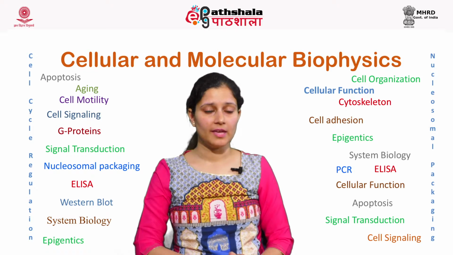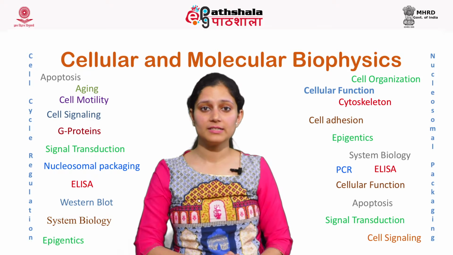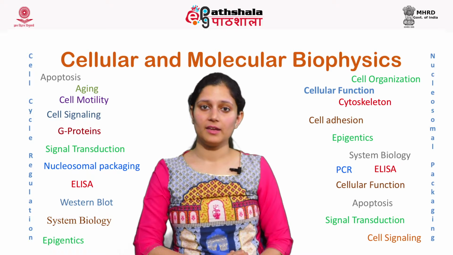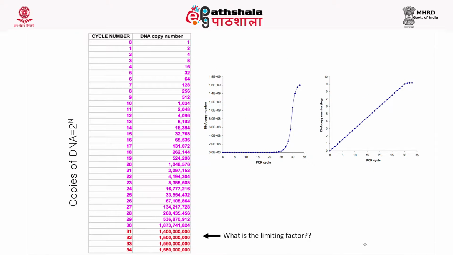Now, what does this mean and why should we restrict ourselves to 30 to 35 cycles of DNA only? Let us understand this by the next example. In this figure, you can see that as the cycle number increases, the DNA copy number increases exponentially. So, there is exponential expansion from cycle number 1 to cycle number 30. However, after cycle number 30, the ability of exponential amplification is lost.